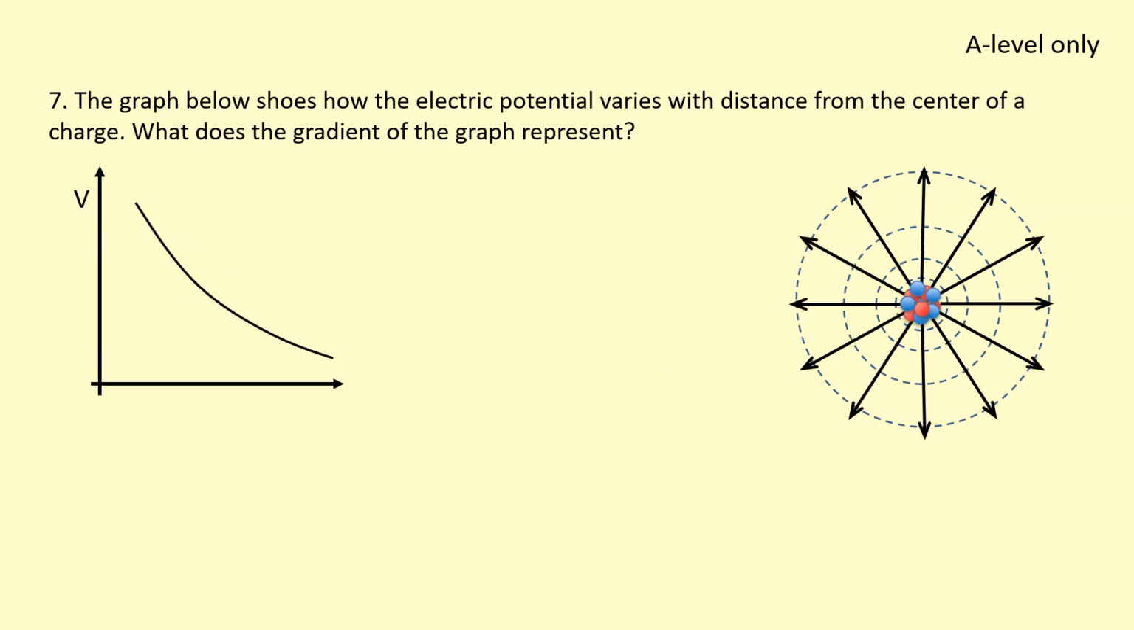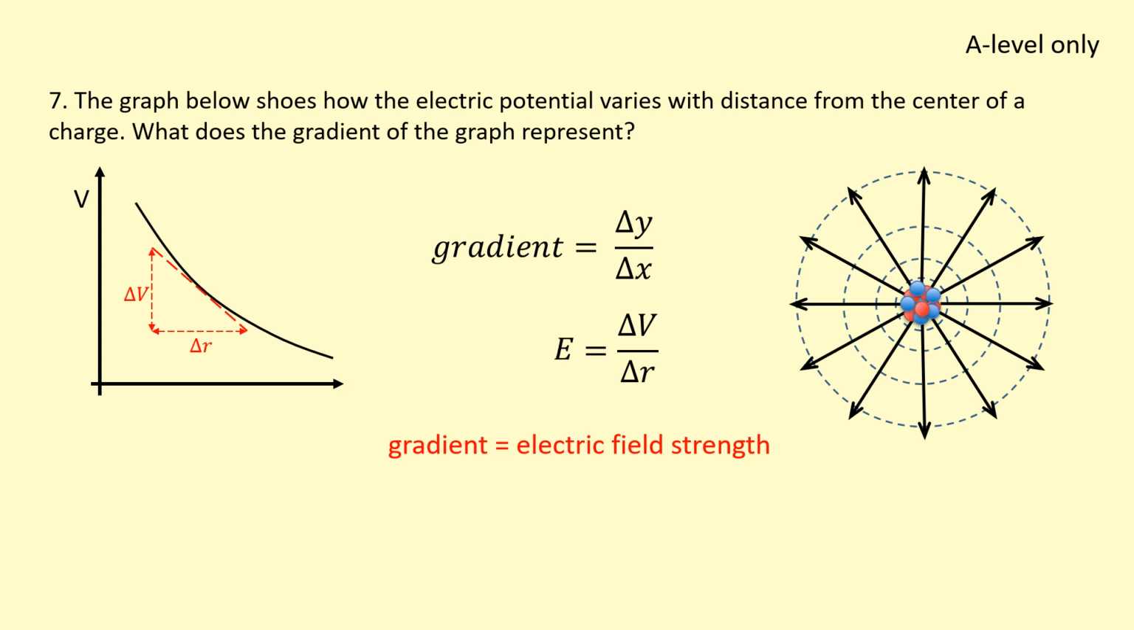Now we've got electric potential against distance. Okay, same approach. Change in V is going to be the change in potential, and against change in distance, like so. And if you look through the equation sheet, you get E, capital E here, which is electric field strength.